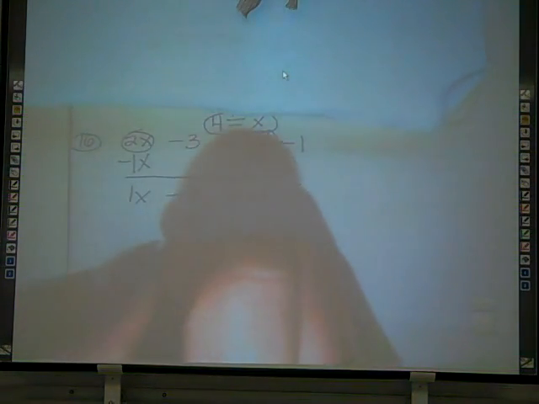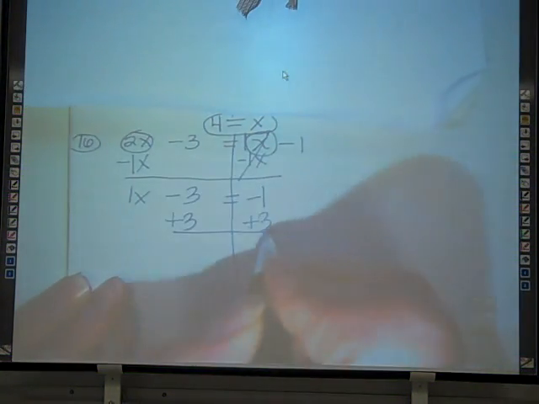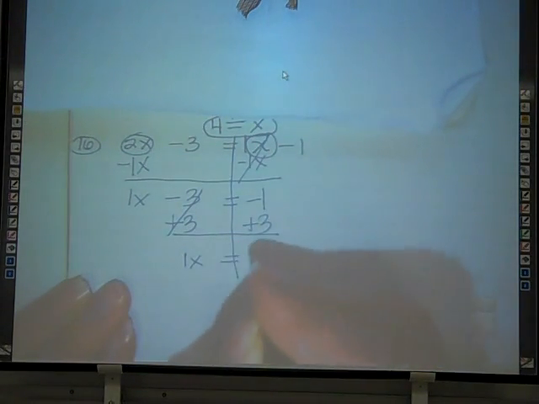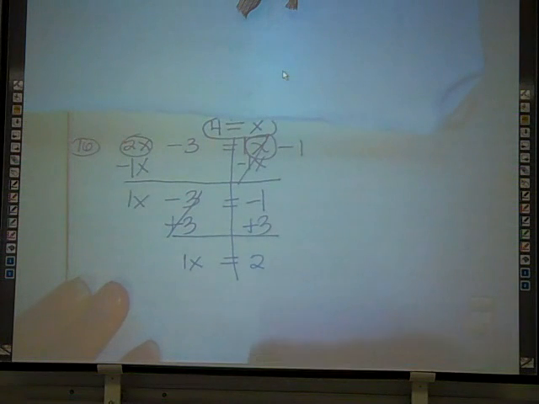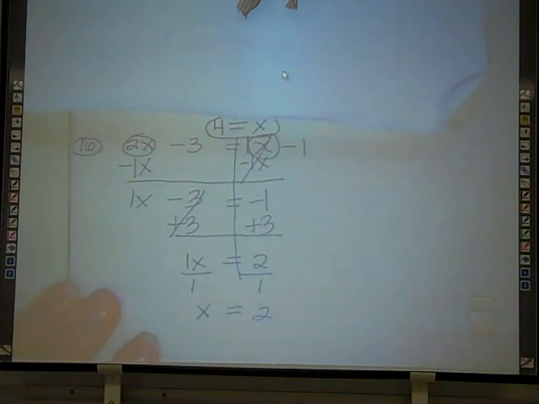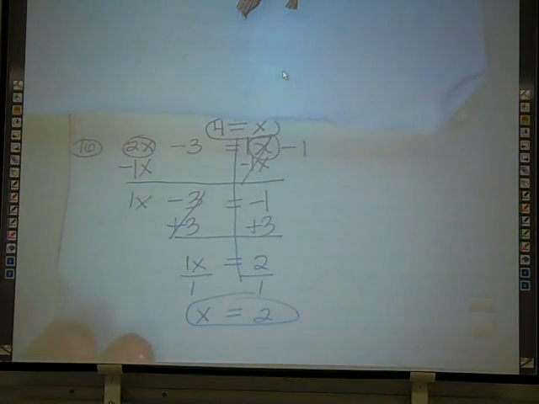Next step, add 3 to both sides. 3's are gone. We are left with 1x equals 2. Last step, divide both sides by 1. So x is equal to 2. And with that, that means that we are finished. Please keep reviewing both equations with variables on both sides and combining like terms.